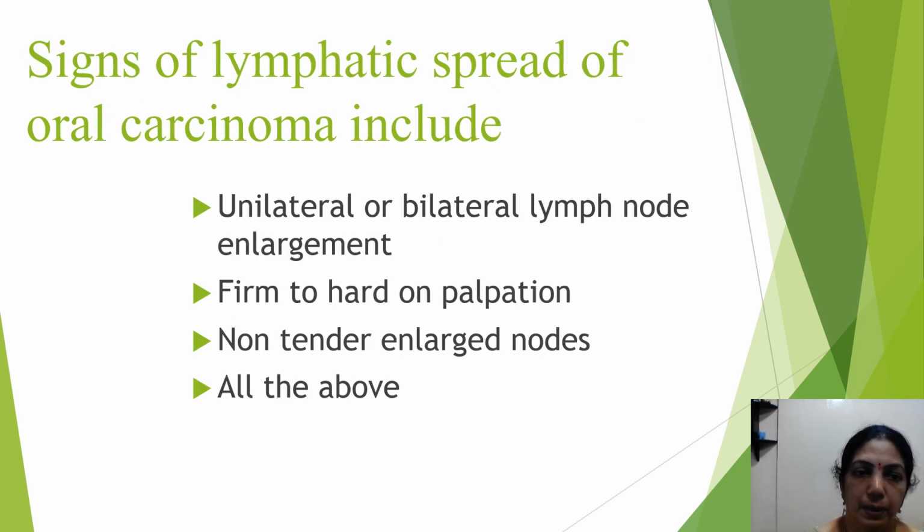Signs of lymphatic spread of oral carcinoma include, what are the different signs? Unilateral or bilateral lymph node enlargement, firm to hard on palpation. These nodes are firm to hard and non-tender. So what are the different signs that indicate that the oral carcinoma has spread to the lymph nodes? All of these are the signs. All the above are correct.